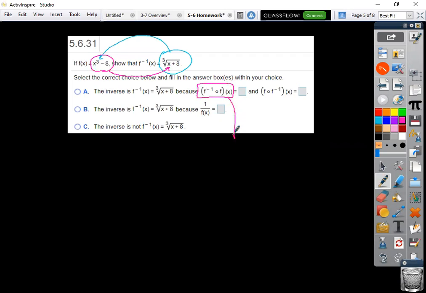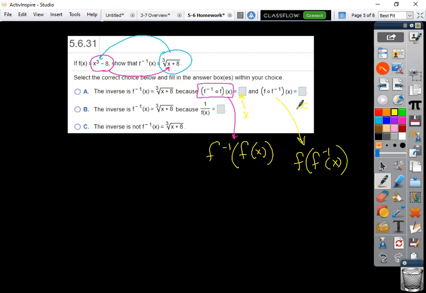Remember in this dot notation, what that really means is f inverse of f of x. So this one is saying I'm putting the f of x formula in place of x in the inverse. And this one is saying I'm going to put the inverse formula in place of x in the f formula. So that's the correct notation. Then select the correct option below and fill in the answer boxes. These better be x's if they are truly inverses of each other.